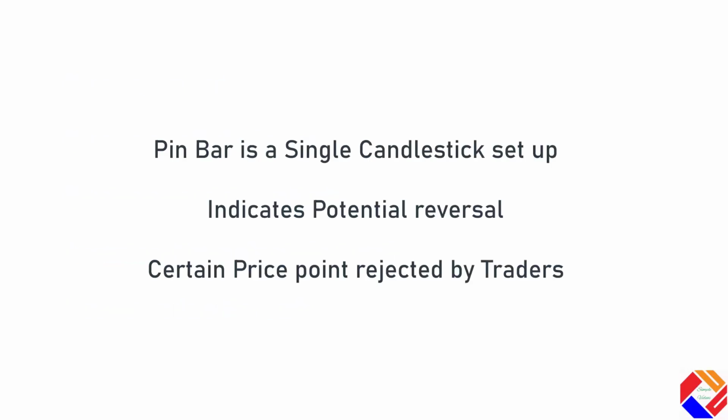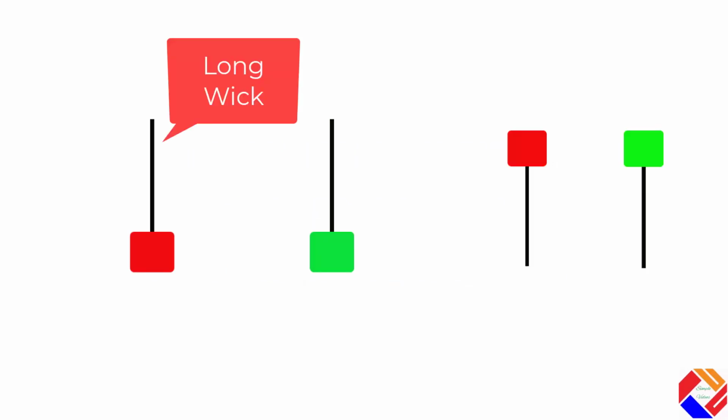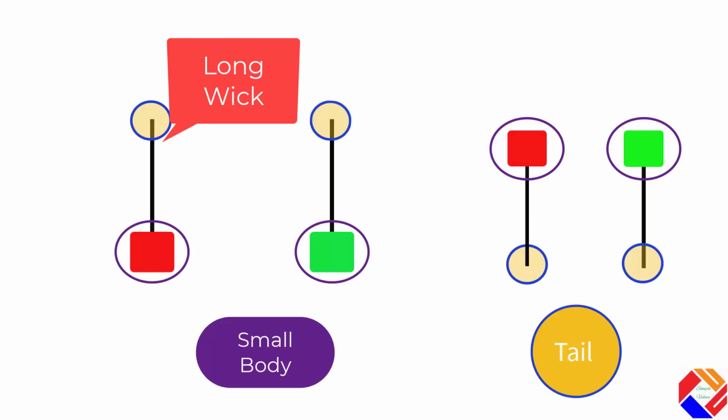A pin bar is a single candlestick setup that indicates to price action traders a potential change in the market trend. A pin bar is an elongated wick that sticks out from price action and indicates a certain price point in the market that was rejected by the traders. A pin bar looks like this. It has a long wick and a small body. The tail of the pin bar shows the area of the price that was rejected, and the implication is that price will continue to move in the opposite direction of the tail.